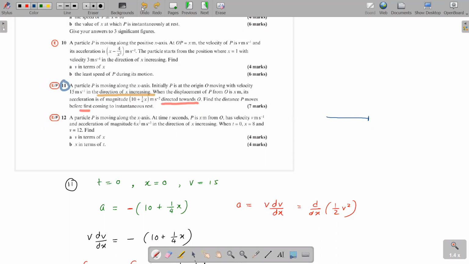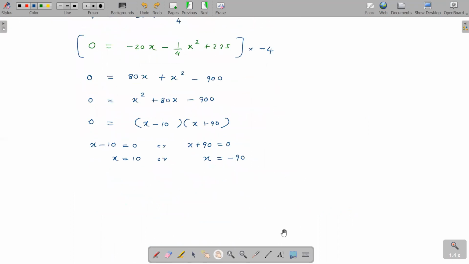So basically, what does that tell you about the displacement? Which x value should I take as the first time it comes to instantaneous rest? x is 10 or x is minus 90? x is plus 10, because I know at the beginning the particle was definitely moving in the positive x direction. Therefore, it has to first come to rest when x is a positive displacement value. You have to give your reasons here. You do not just write the answer, but give a proper reason.